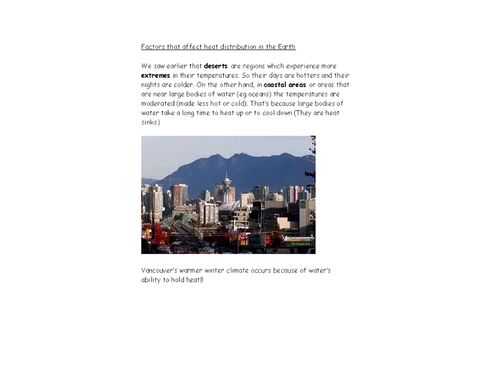All right, we're going to look at some different factors that affect the heat distribution in the Earth. And we looked at the differences between the climates in deserts and oceans. And we saw that deserts are regions that experience more extremes in temperatures, so their days are hotter, their nights are colder. And on the other hand, if you're looking at a coastal area, they're found near large bodies of water, such as oceans, and so the temperatures are more moderated, so they're made less hot and less cold. And that's because of the large bodies of water.